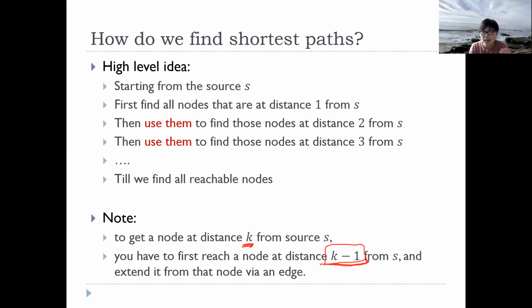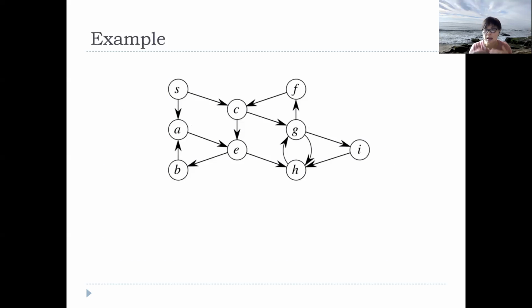Okay, so that means that I have to first find all the k minus 1 distance nodes from the source and extend them to find those at distance k from the source. Okay, so this is what we're leveraging here. All right. Now let's just look at an example, and then let's talk about the algorithm to do that.